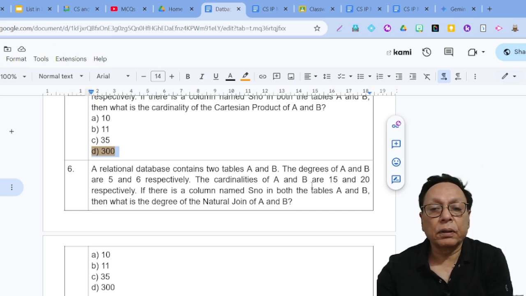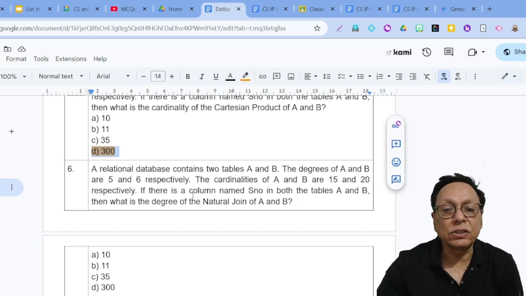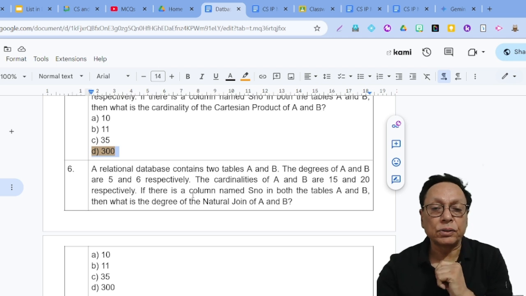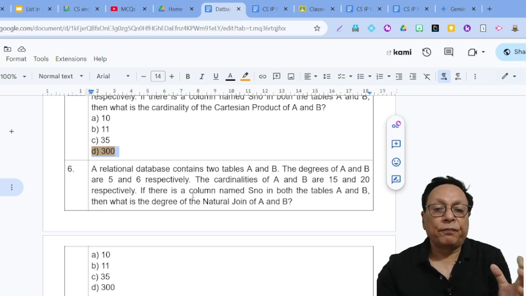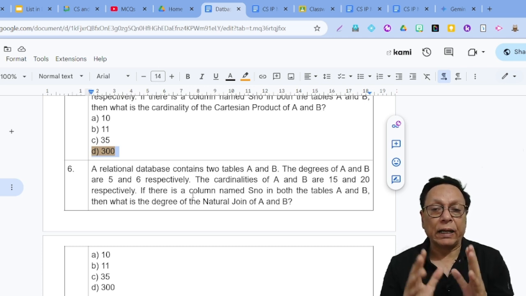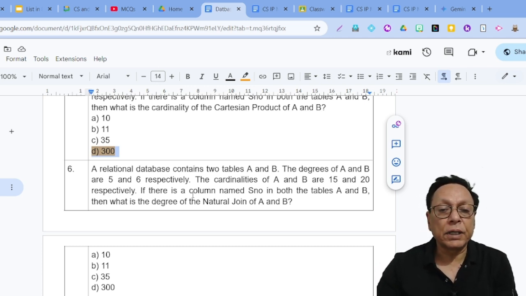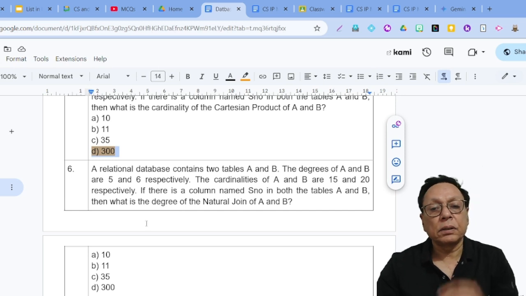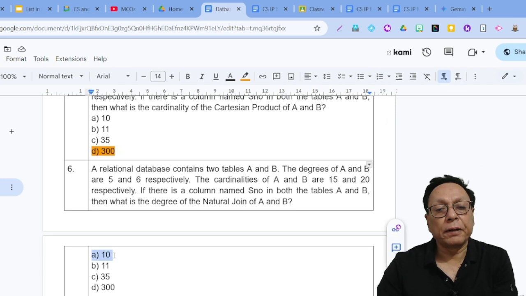So degree should be 11 because 5 plus 6 is 11, but since one column is a common column and you are using the natural join, that is why one column is common. So 11 minus 1 is 10. It should be 10. So I will go with option A, because 11 minus 1 is your 10.